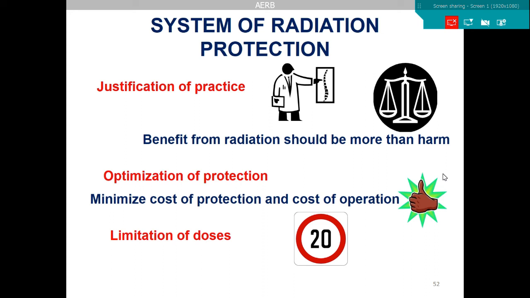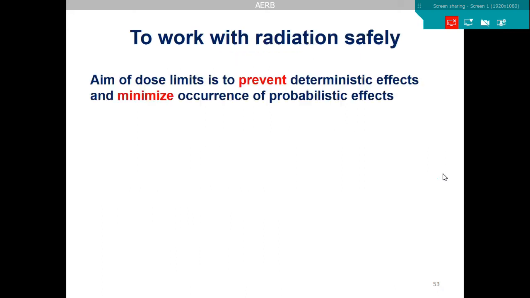So this is a 3-element description of the system of radiation protection. Dose limit in any case should never be exceeded. This is ultimate. We'll come back to dose limits now. Now, the aim of dose limits, I'm not going to give the numbers, you can find them in any textbooks.